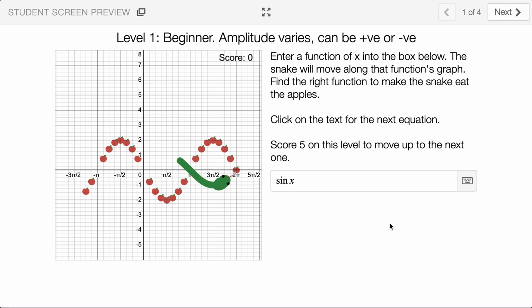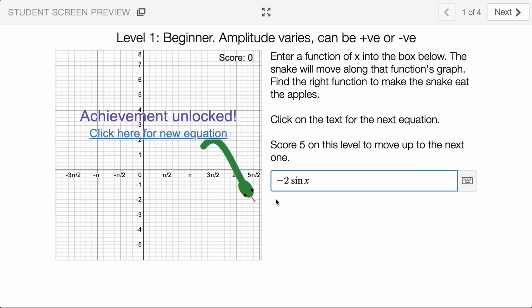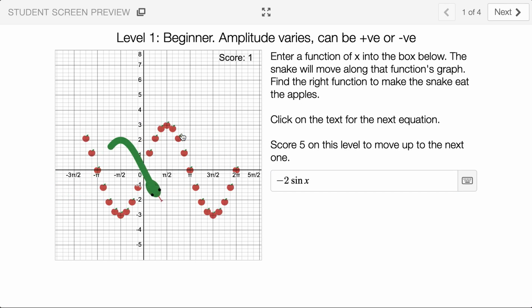Okay, so here's what it is. This is an example of learning trig graphs, but of course you could apply it to any kind of graph. So you have this little snake here, and it's trying to eat apples. And the way you can get it to eat the apples is by putting in the right function. Okay, so let's see. This one looks like, I think, negative sine x. Oh no, that's not quite enough. Okay, let's try negative 2 sine x. All right, so now I can go to the next equation. And I'm going to have to get 5 on this level before I can go to the next one.